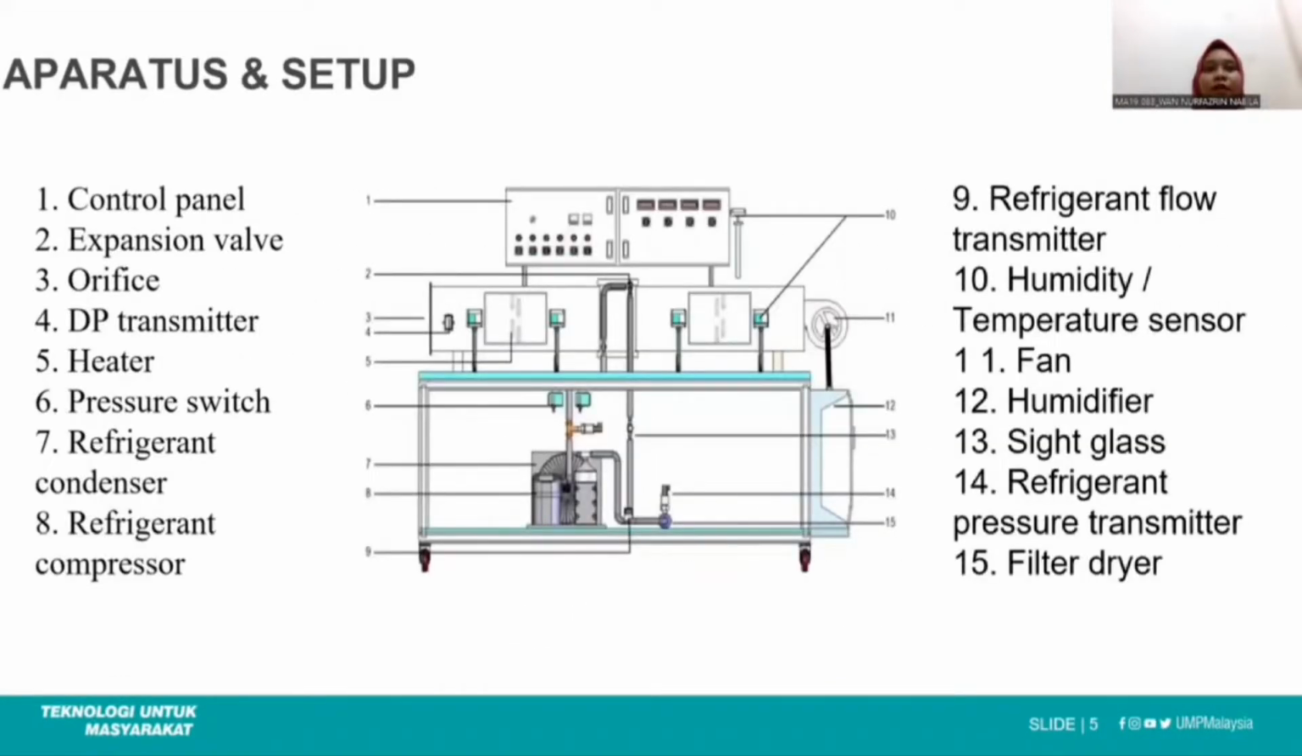The apparatus and setup. We have 15 apparatus and the setup figure is shown in the slide. The first one is the control panel, the second is the expansion valve, the third is the orifice, the fourth is the DP transmitter, the fifth is the heater, 6 is the pressure switch, 7 is the refrigerant condenser, 8 is the refrigerant compressor, 9 is the refrigerant flow transmitter, 10 is the humidity or temperature sensor, 11 is the fan, 12 is the humidifier, 13 is the side glass, 14 is the refrigerant pressure transmitter, and 15 is the filter dryer.